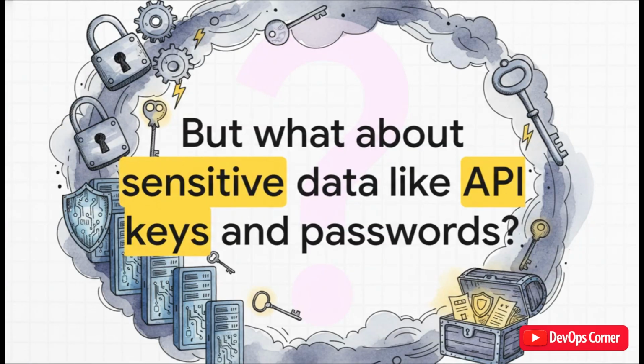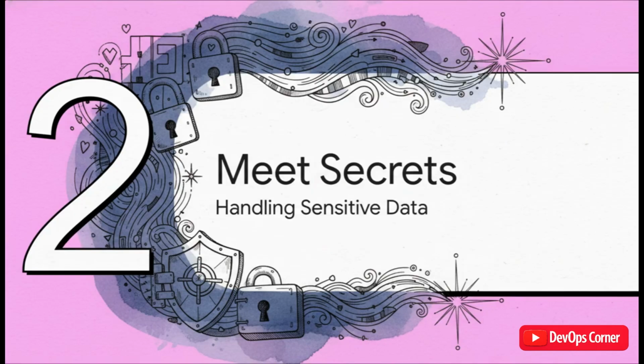This is all well and good for regular config, but it brings up a huge question. What about the stuff you can't just leave lying around in plain text? I'm talking about API keys, database passwords, TLS certificates, the sensitive stuff. And for that, we need to talk about the ConfigMap's more security-conscious sibling, the Kubernetes Secret.